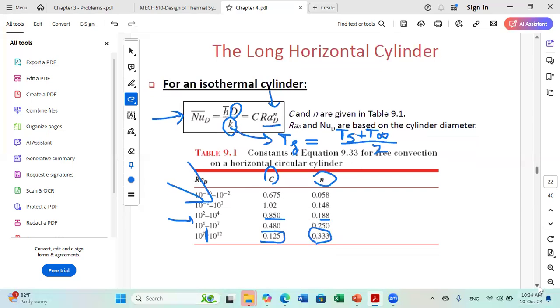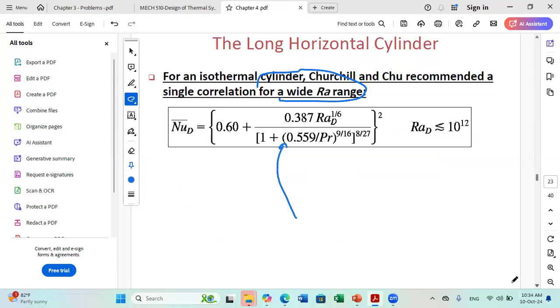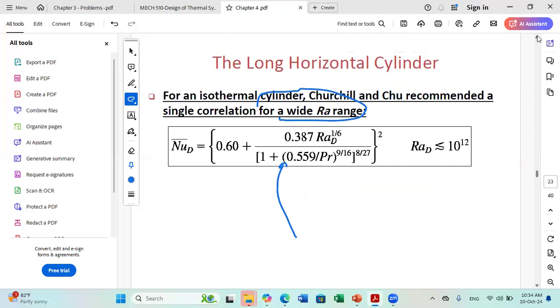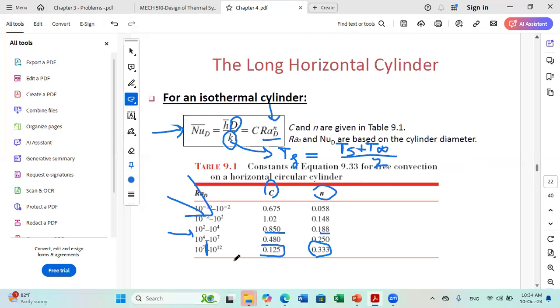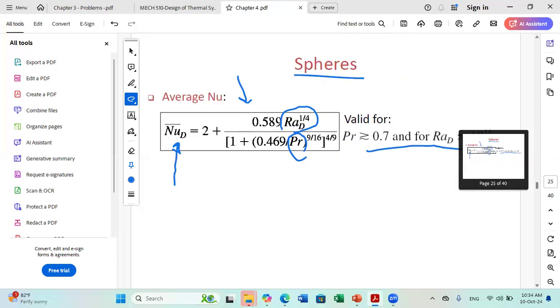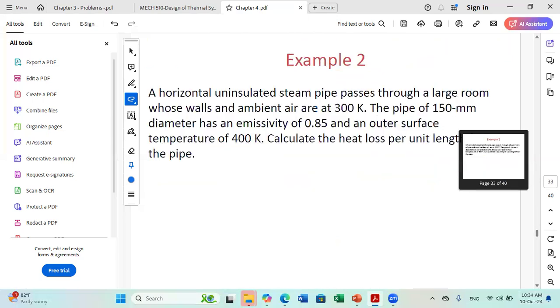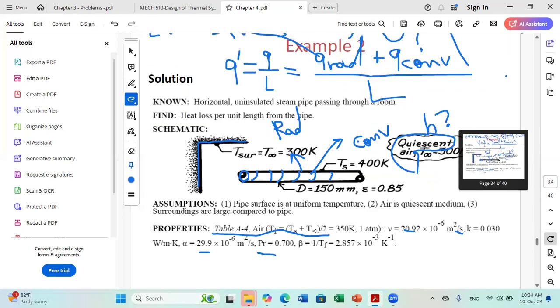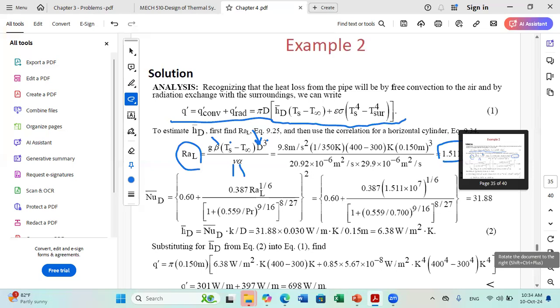Also, another possibility is to use this formula, because the Rayleigh number is smaller than 10 to the power 12. But if we have the choice between these two, this is better because it is more specific. And we might have other relations also. So it depends. You look in your appendix and you select the most appropriate one.